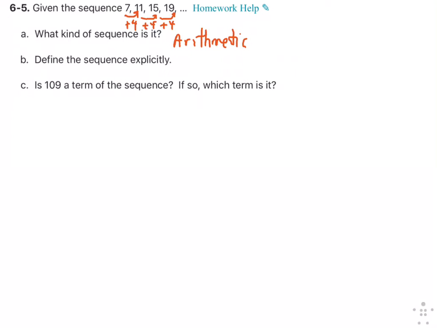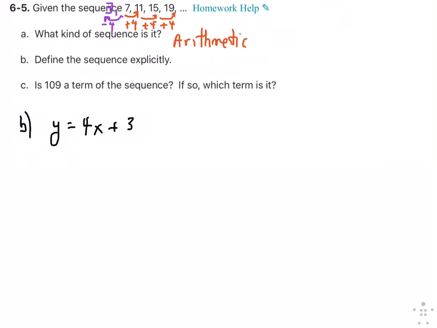Define the sequence explicitly, right? So explicit versus recursive, right? So explicitly is similar to y equals mx plus b, right? So this 7 is the first term. So what we can do is kind of go backwards, right? Backwards by subtracting 4 to find the 0th term, which is 3. So now, if it were slope-intercept form, I'm doing b down here, I could write it as the slope, which is 4x, plus the 0th term, which is 3, the imaginary 0th term.